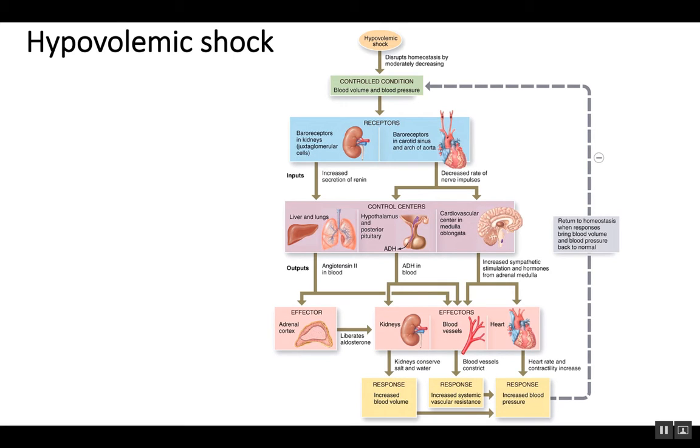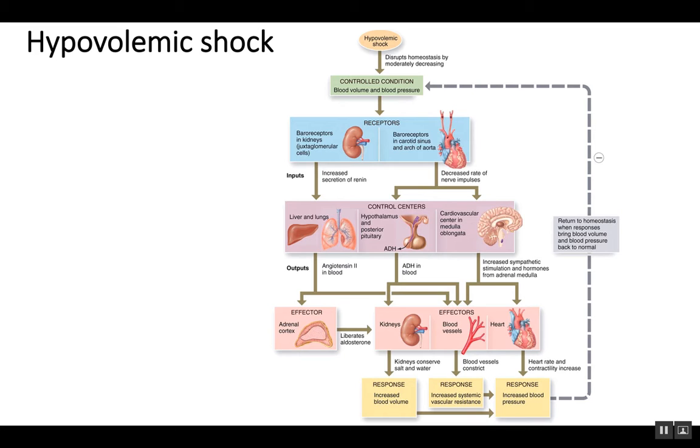Shock, by definition, is a failure of the cardiovascular system to deliver enough oxygen and nutrients to meet cellular metabolic needs. There's a number of causes of shock. One, which we're going to discuss in this lecture, is called hypovolemic shock due to a decrease in blood volume. The other forms of shock are cardiogenic shock due to poor heart function, vascular shock due to inappropriate blood vessel diameter, and finally obstructive shock due to the obstruction of blood flow.